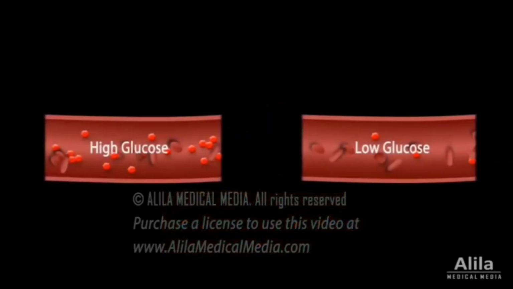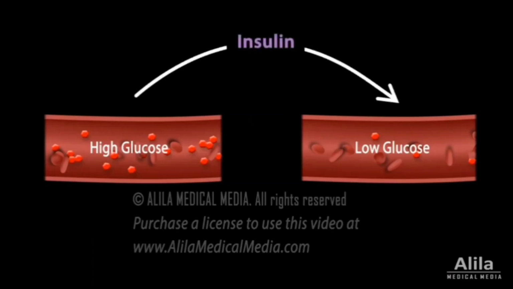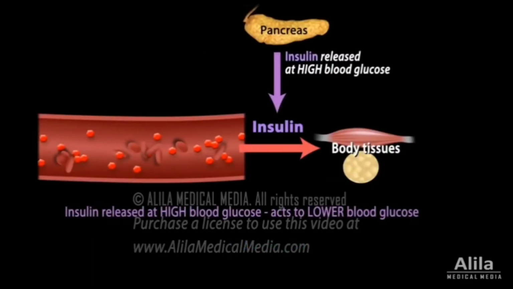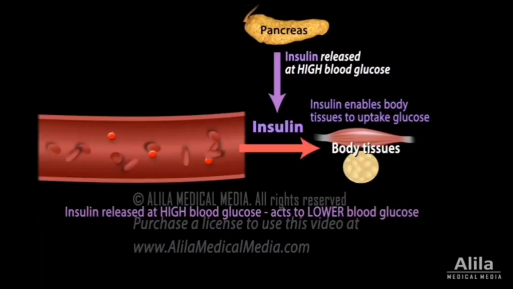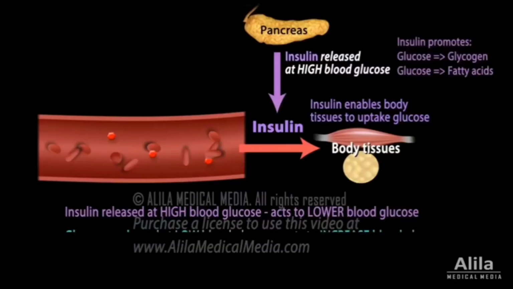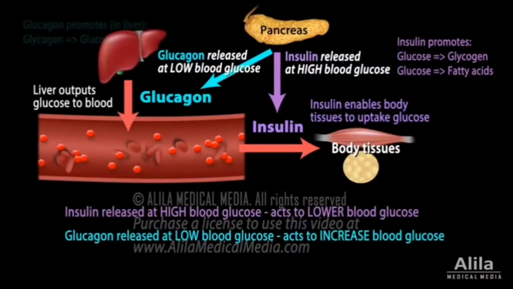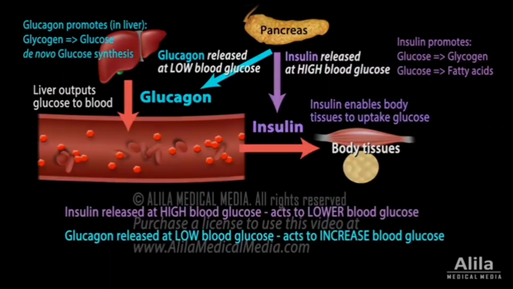Two major pancreatic hormones are involved, insulin and glucagon. Insulin is secreted in response to high blood glucose levels, such as after a meal. Insulin enables body tissues to uptake glucose, thus removing it from the bloodstream. Insulin also stimulates conversion of glucose into glycogen and fatty acids. On the other hand, low blood glucose levels induce glucagon release. Glucagon acts on the liver to promote conversion of glycogen back to glucose, as well as de novo glucose synthesis.